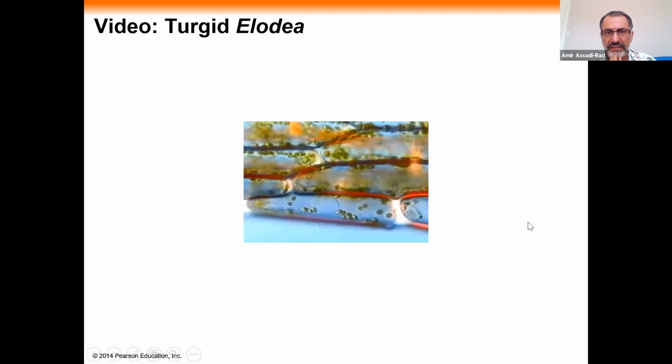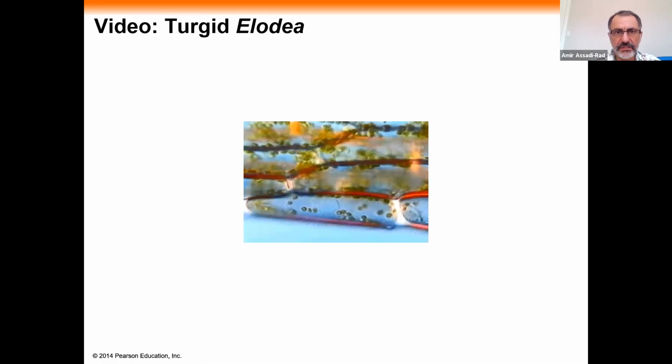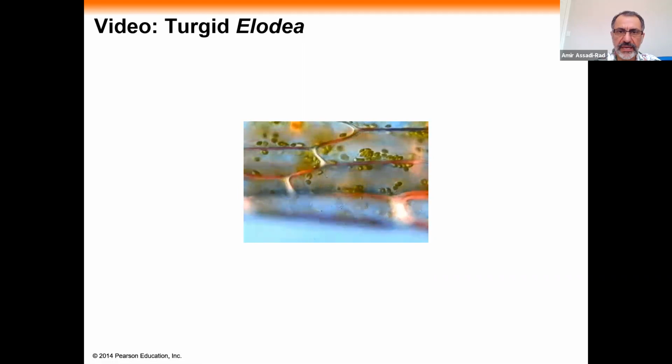Same thing. This is showing you the cytoplasmic streaming. You saw it in the last chapter, I talked about it. And when the environment is hypotonic, what happens? It disrupts the cells from the normal.